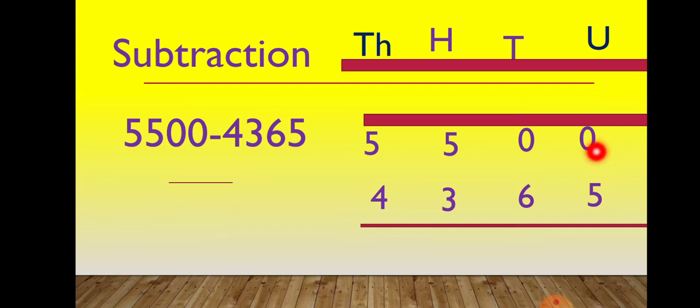No. So what do you do? Take a borrow. But the tens place also has 0. So go to the hundreds place. You take 100, which means 10 tens. Now 100 is given, so the hundreds place remains 400. Now 10 tens given to the units, 10 tens means 1 hundred, and 1 ten means 10 units. Now here 9 tens remain.